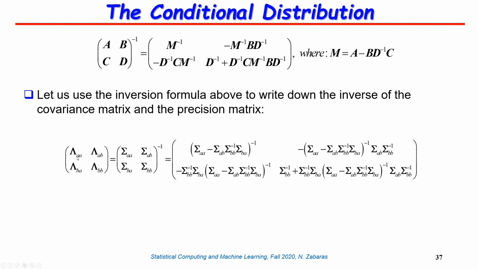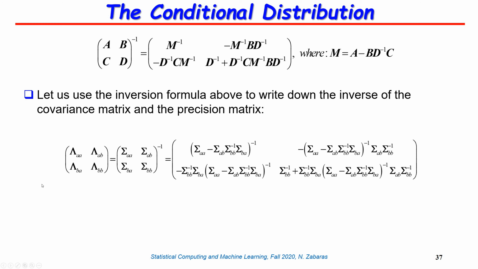So from this formula, you can immediately see that lambda AA is given by this block here. And earlier, I believe we had lambda AA inverse. So lambda AA inverse will be sigma AA minus sigma AB, sigma BB inverse, sigma BA. And you can write similar formulas for evaluating these partition components of lambda in terms of the partition components of sigma. So this can be a very useful quantity.